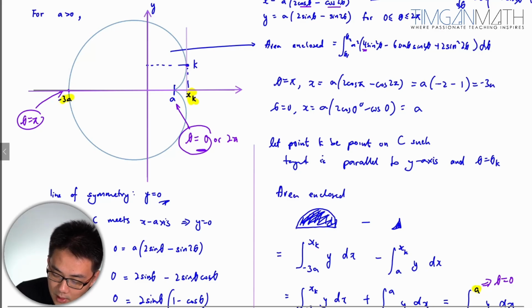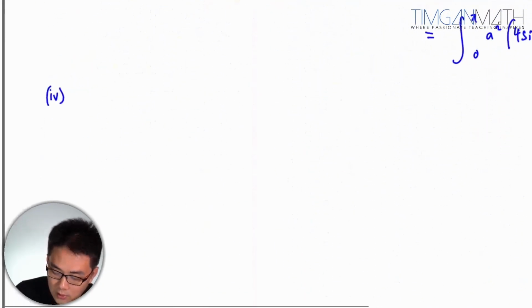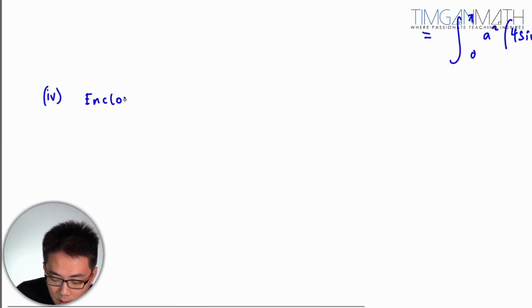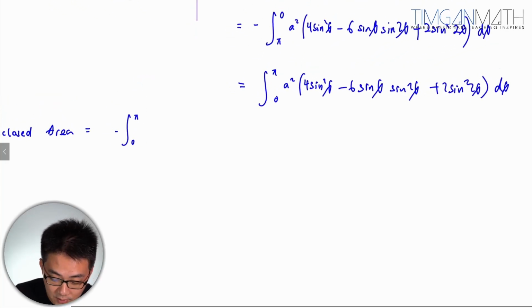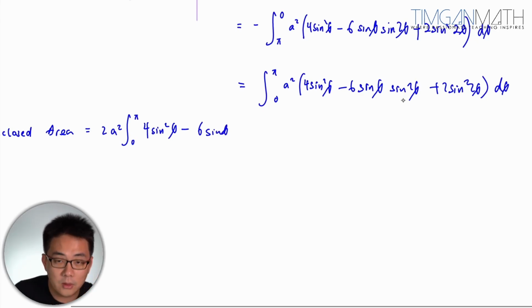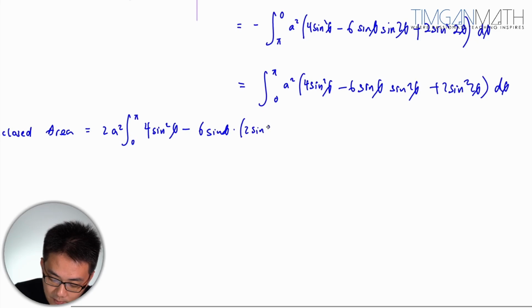Let me just go through this properly. So the enclosed area would just be twice of what we found in the first part, which is this one, right? Twice of it, because of the line of symmetry there. So that's pretty okay. Once this is done, we just put a squared, and then it will be 4 sine square theta minus 6 sine theta. Now this sine 2 theta, they're multiples of each other, so I'm just going to use a double angle there: 2 sine theta cosine theta plus 2 sine square 2 theta d theta.